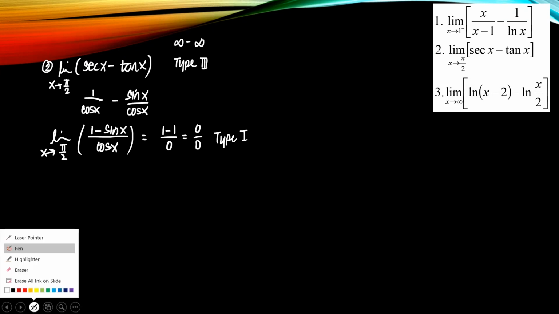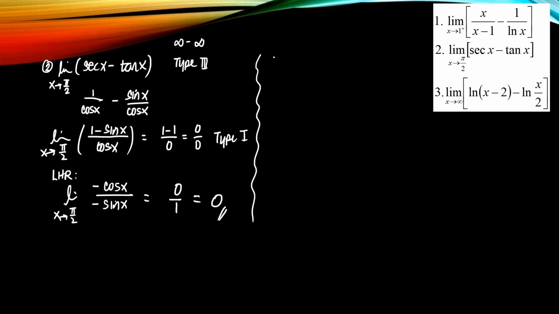Okay, if it's type 1, guys, what do we do? LHR. So the L'Hopital's rule, that becomes negative cosine x over negative sine x. Am I correct? So let's apply. For cosine, it's 0 over 1. Therefore, the answer is 0. And then let's try number 3.